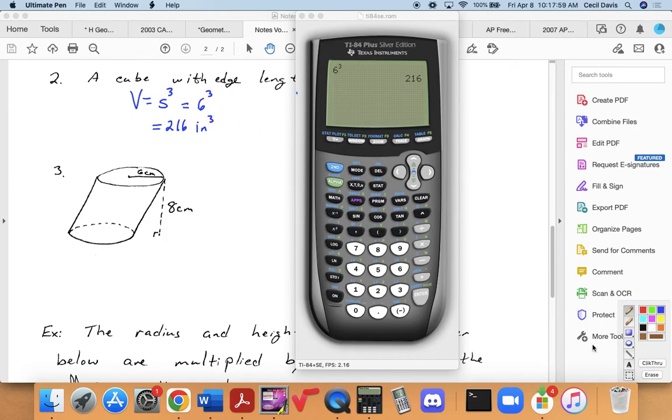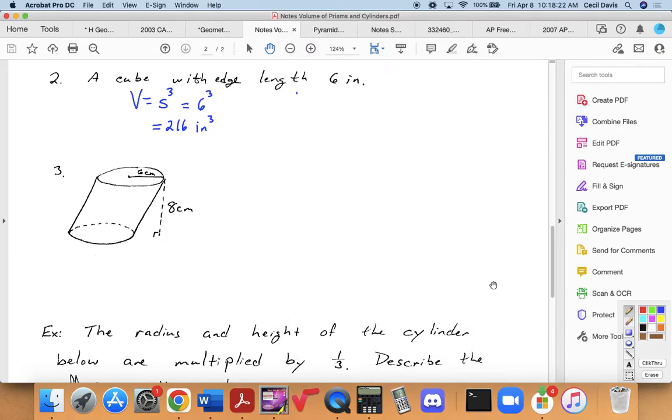By the way, in case you're wondering, is it somewhere else? Yeah. If you do 6 and you go to the math menu, it's right there, number 3. But it's more buttons to push, so I don't ever use it. All right, let's take a look at number 3.